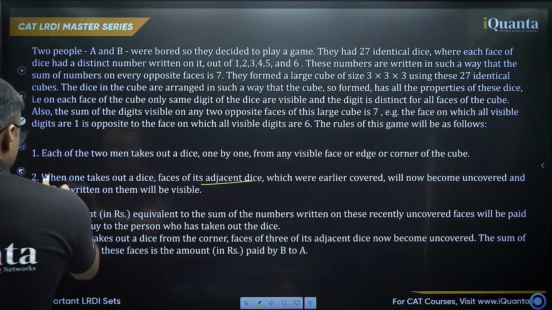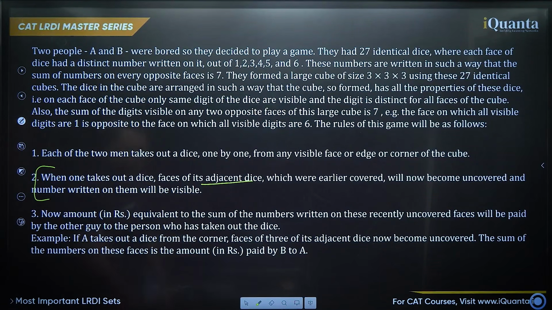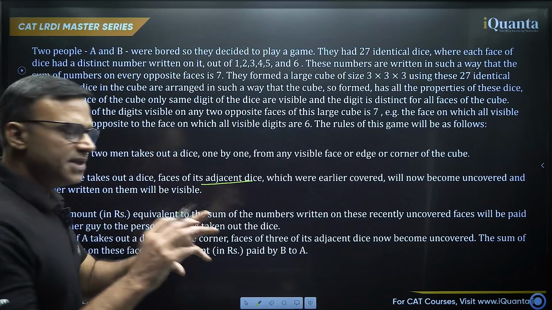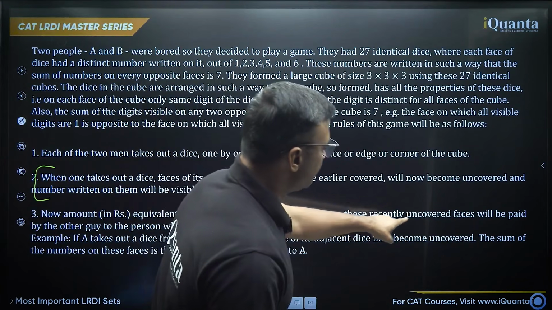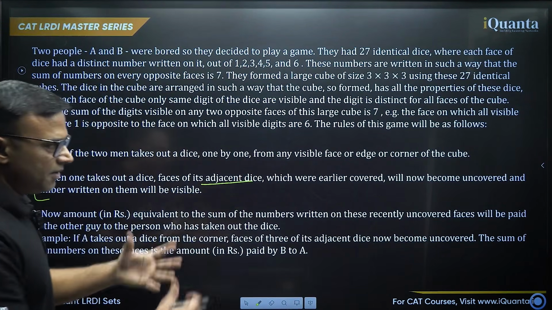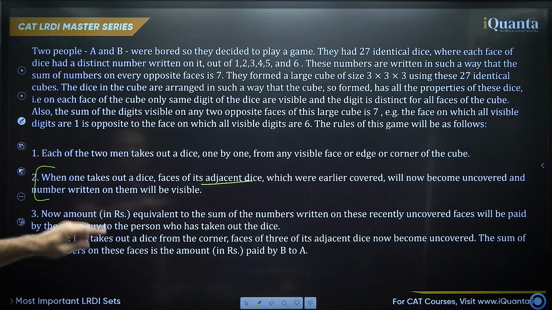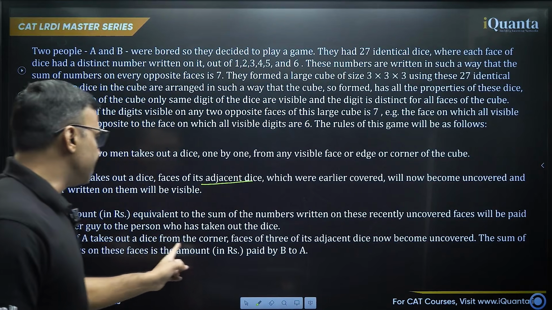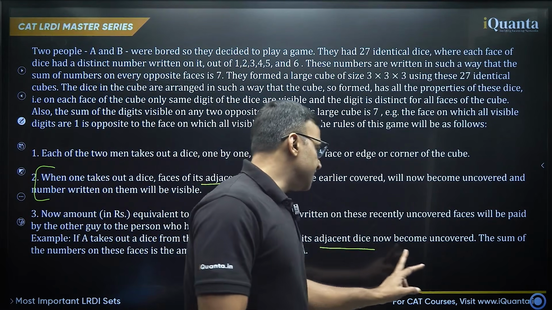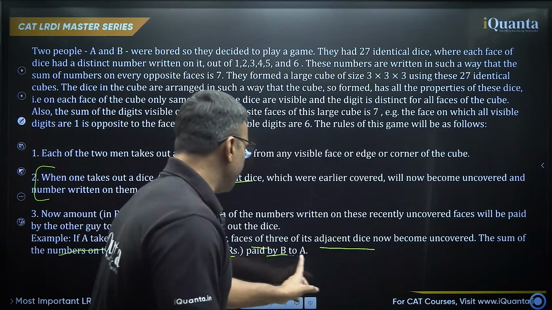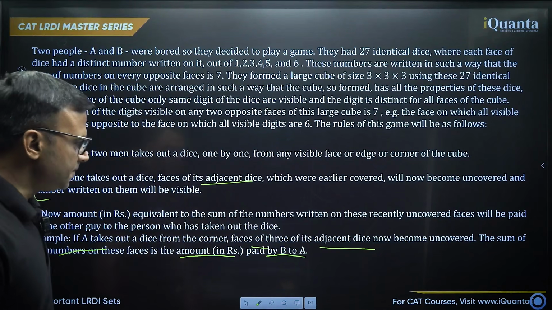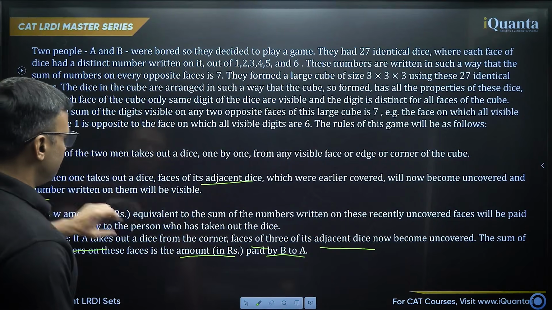This is a very interesting piece of information, very beautiful. Now, an amount equivalent to the sum of the numbers written on these recently uncovered faces will be paid by the other guy to the person who has taken out the dice. Example, if A takes out a dice from the corner, faces of 3 of its adjacent dice now become uncovered. The sum of the numbers of these faces is the amount paid by B to A. What a beautiful situation. I'll explain this one in detail.